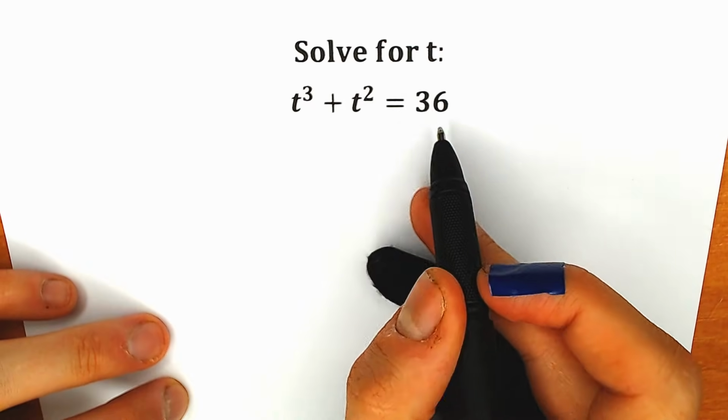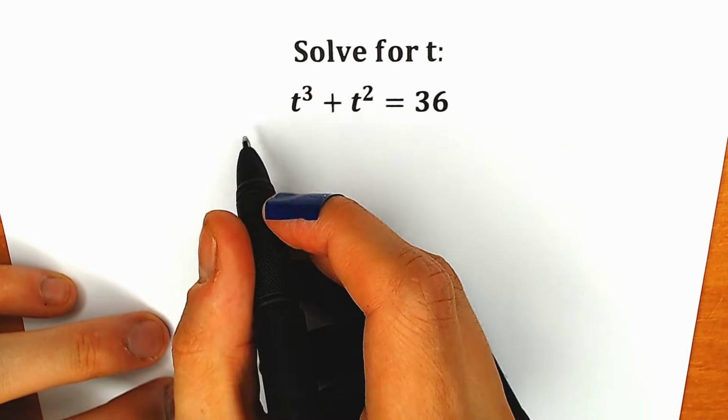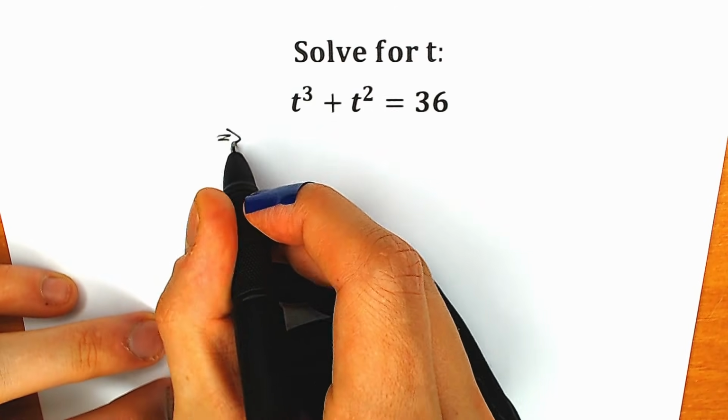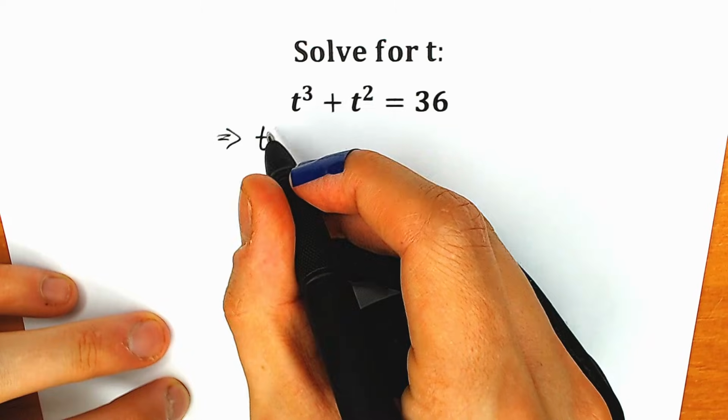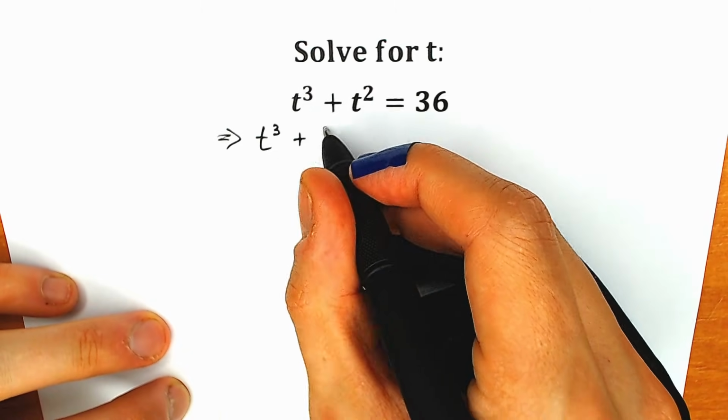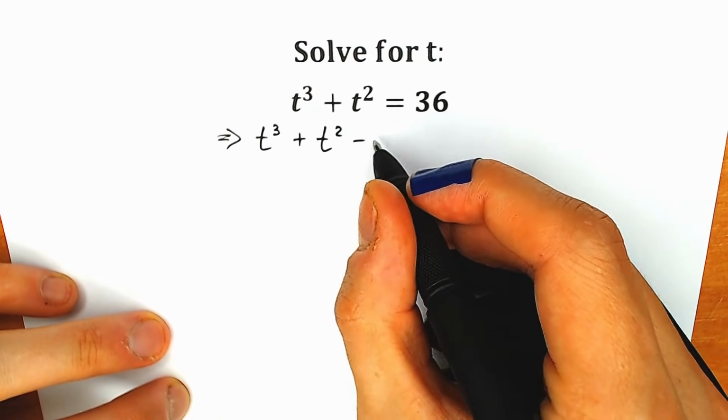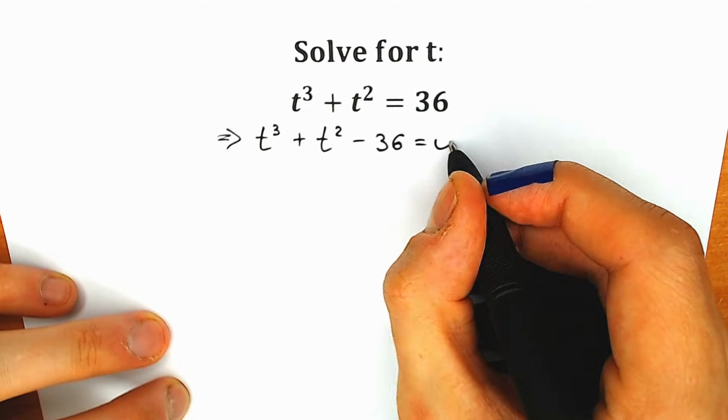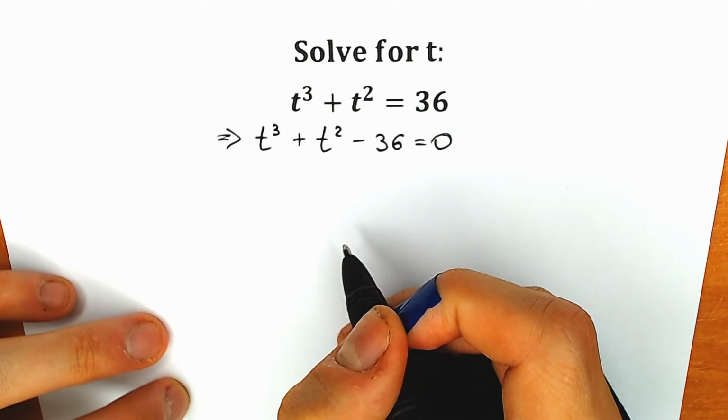So first of all, let's write the 36 on the left side. So this is our first step. This is my approach, and of course I want to show you this one. So t cubed plus t squared minus 36 is equal to 0.